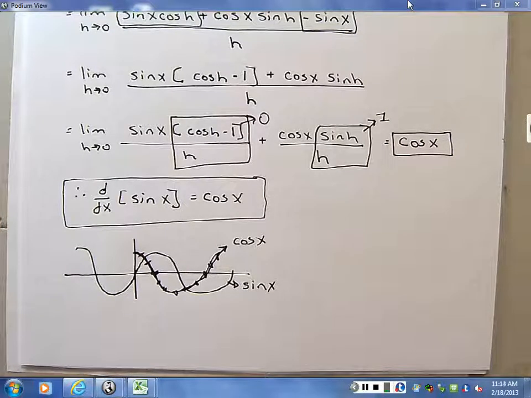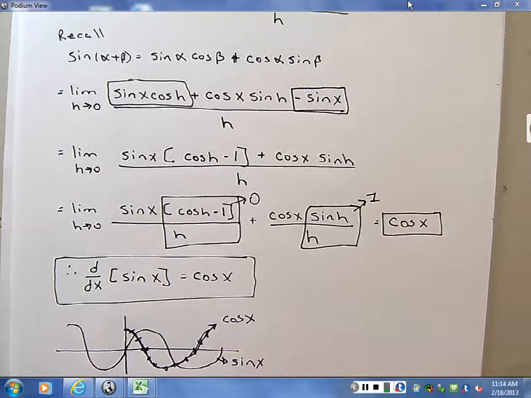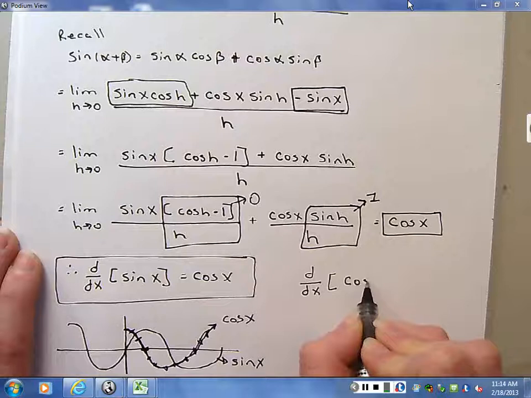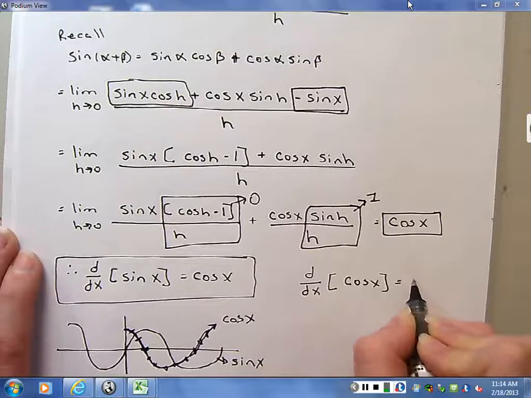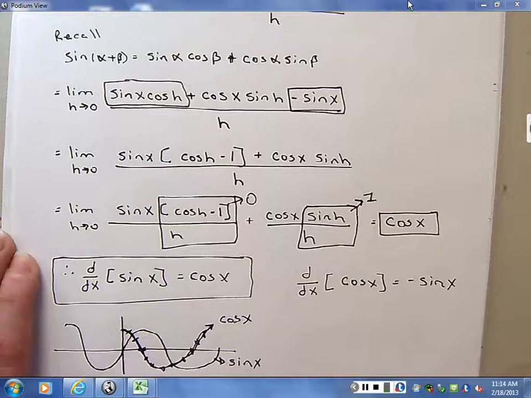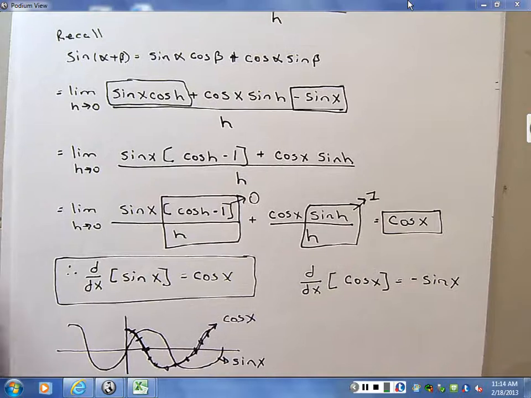The same derivation, a very similar derivation, can be done with cosine. So you use the sum formula for cosine, simplify it, and it turns out the derivative of cosine is minus sine. The sum formula for cosine: cosine of alpha plus beta is cosine alpha cosine beta minus sine alpha sine beta. So you have that negative in there. When you rearrange and simplify, you get this negative.